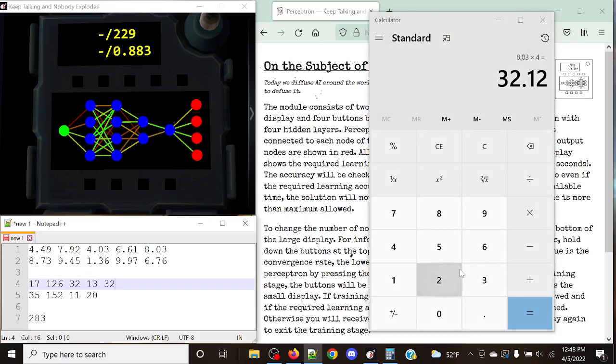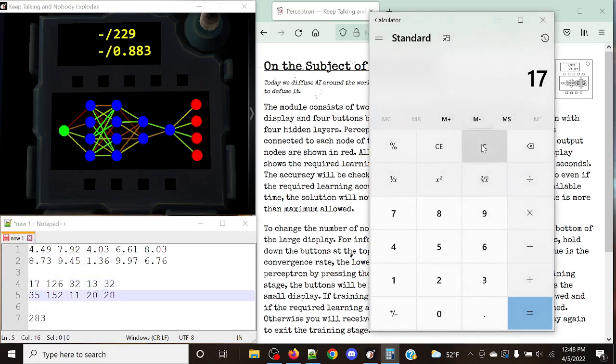I believe that this should be enough for me. And then we have 6.76 times this by the 4 here. That's going to be a 27, 28 in this case. 17 plus 126 plus the 32 plus the 13 plus the 32 barely does not make it. Unfortunate. Really, really unfortunate about that.